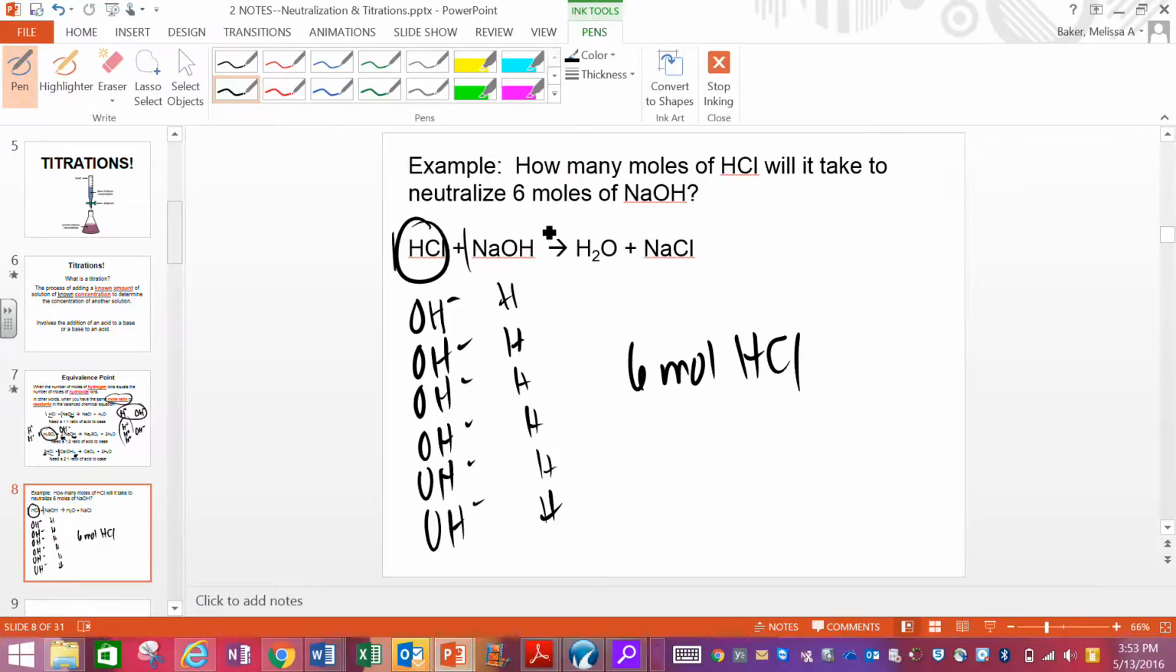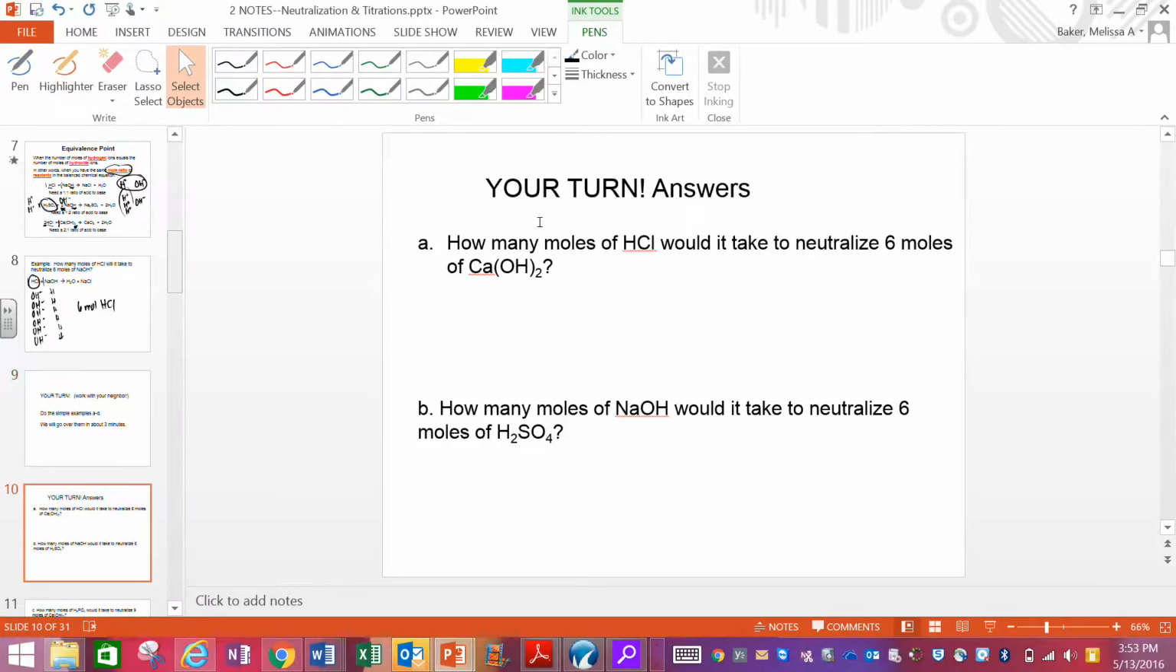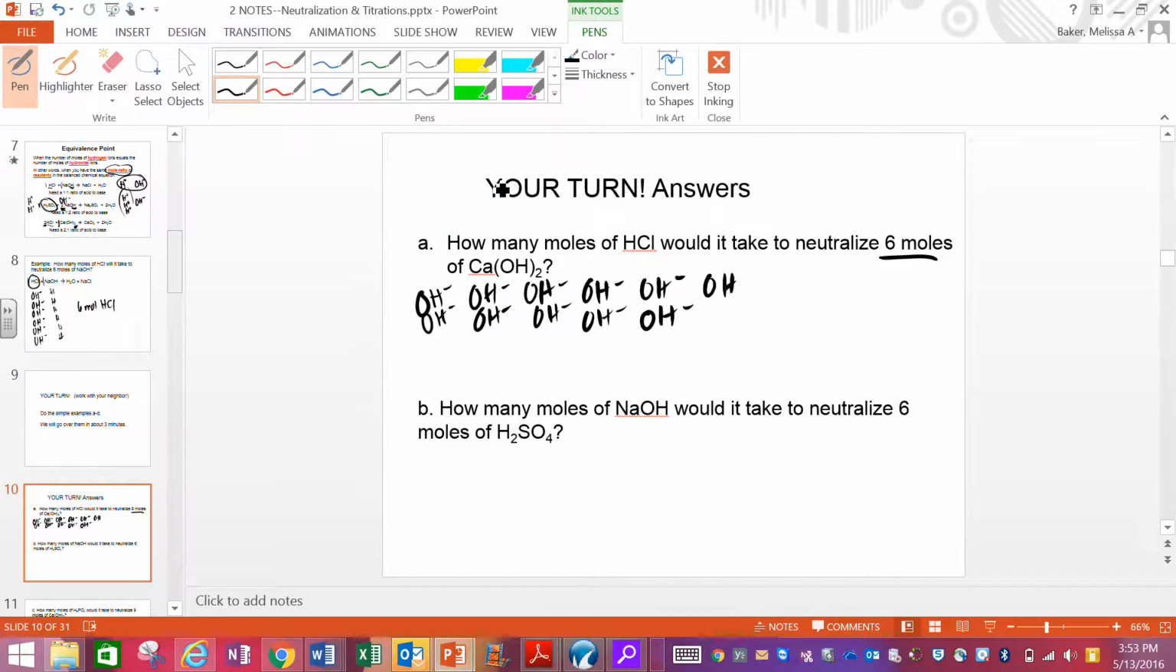Okay, let's do something a little bit more difficult here. How about this one? How many moles of hydrogen chloride, hydrochloric acid, would it take to neutralize 6 moles of Ca(OH)2? Interesting. So 1 mole of calcium hydroxide is going to produce 2 hydroxides. So if I've got 6 moles worth, I'm going to draw these all out, even though this is a lot of work for this question and there's an easier way. It's nice to have a visual when you're first learning. So 6 moles worth of calcium hydroxide is going to give you 12 hydroxides.